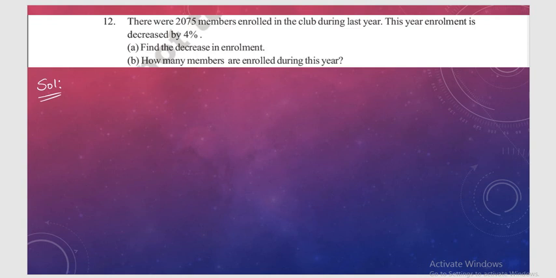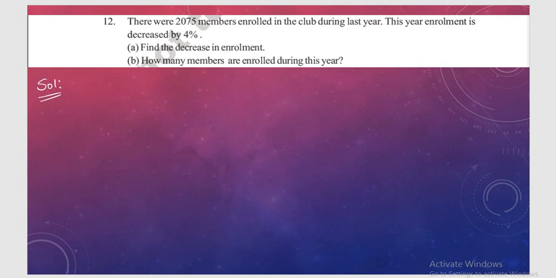There were 2075 members enrolled in a club during last year. This enrollment is decreased by 4%. So find the decrease in enrollment and how many members are enrolled during this year. So he is asking two questions. So first of all, how much decrease?